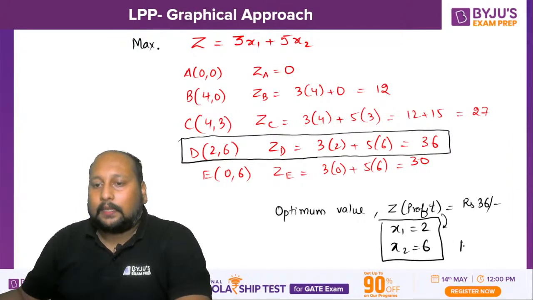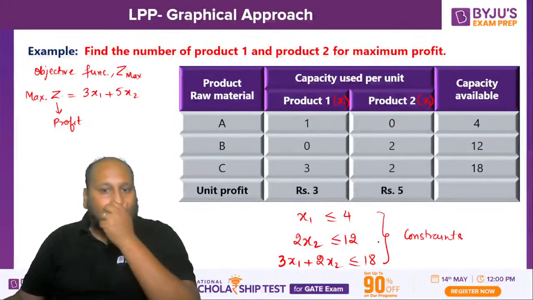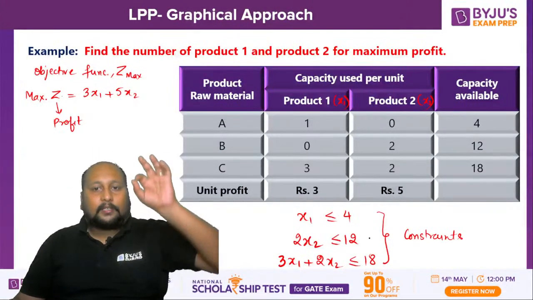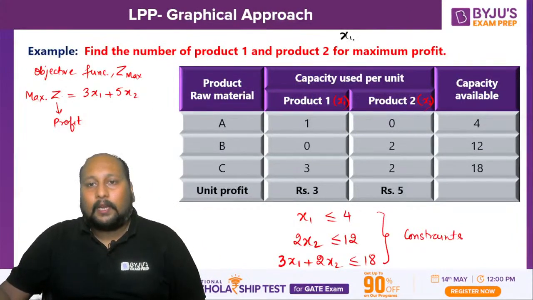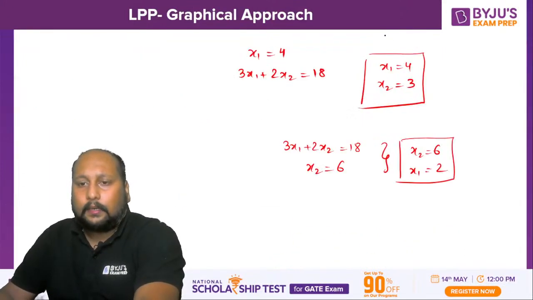This will be giving us the maximum profit. Okay, that means, what is the meaning of this? The meaning of this is, if you manufacture 2 units, because you are getting x1 equal to 2 and x2 equal to 6, that is the point (2, 6).